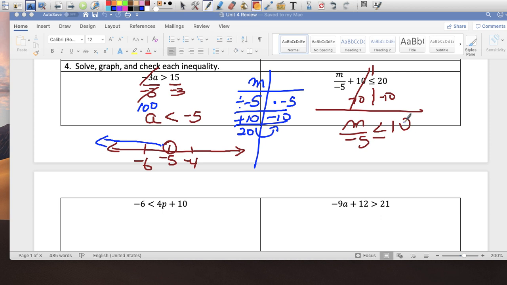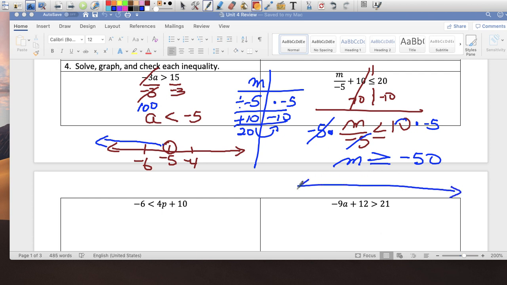Step 2. Well, I subtracted 10 from each side. Now I'm going to multiply both sides. I'm going to multiply this side by negative 5. Multiply this side by negative 5. 10 times negative 5 is negative 50. This negative 5 and this negative 5 simplify to 1. 1 times m is just m. So again, just like in the previous problem, we were dealing with a negative coefficient, and we divided by a negative number. So therefore, we're going to switch the sign the other way. So m is greater than or equal to negative 50.